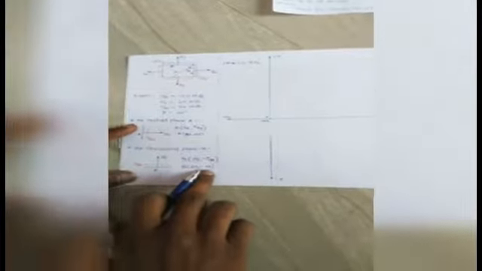Now we will plot point B. Point B is 60 comma minus 50. Sigma is 60 here, therefore we plot at 60, and the 50 tau will be 50 here. Since it is minus 50, we have taken it on the downward side. So this is our point B, 60 comma minus 50.